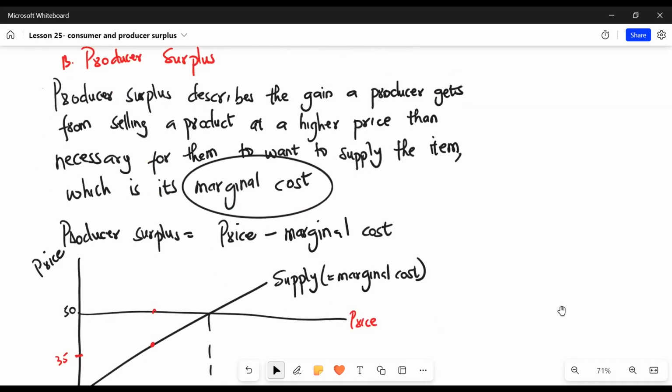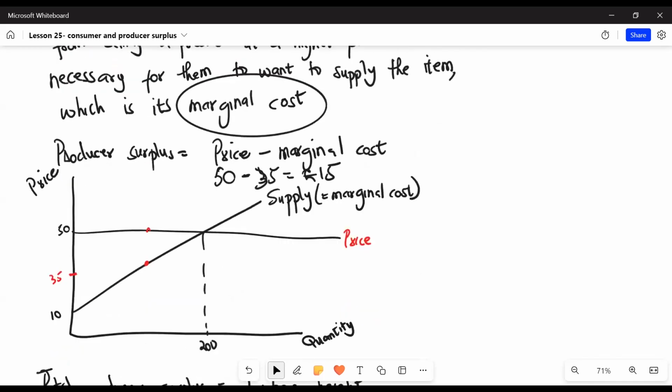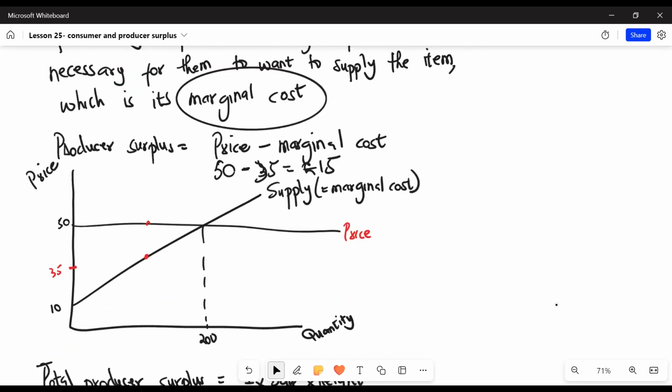So this can also be calculated by subtracting the marginal cost from the price. So in this case, the price of the pair of jeans is 50, but the marginal cost of producing that one pair of jeans is 35. So the producer surplus in this market is £15. Now, as we did for consumer surplus, similarly, producer surplus from a single sale is the difference between the price the seller receives and the marginal cost.